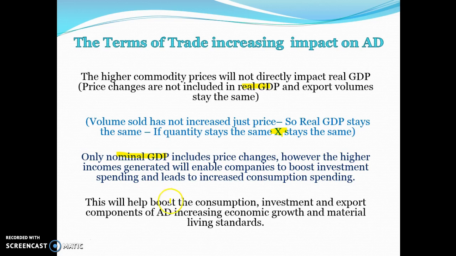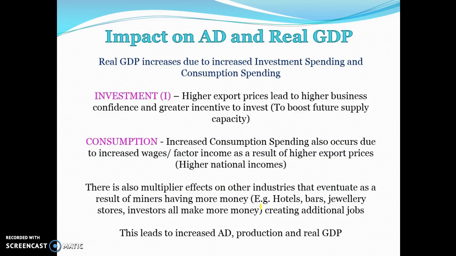Having said that, the impact that it really has on real GDP is the flow-on effect to consumption and investment components of aggregate demand. So what happens if the commodity prices are higher? That leads to increased investment spending because businesses have an increased incentive to invest because they're more profitable. Consumption spending increases due to the increase in wages or factor income of miners, and this has multiplier effects for other industries. So their increased spending leads to jobs in hotels, bars, jewellery shops. Shareholders make more money. All of that leads to increased employment, and that all flows on to increased aggregate demand, production, and real GDP.